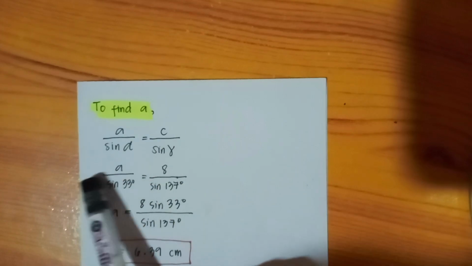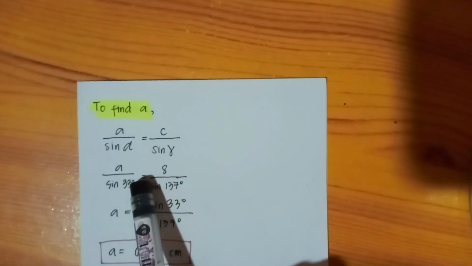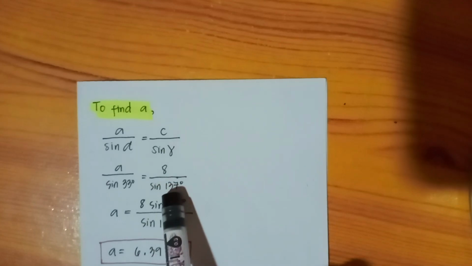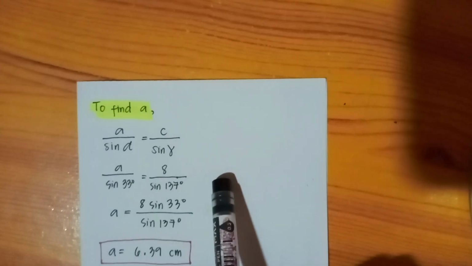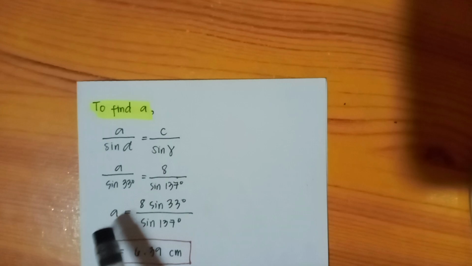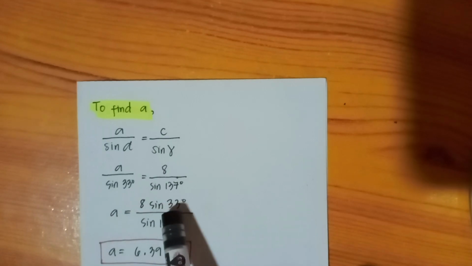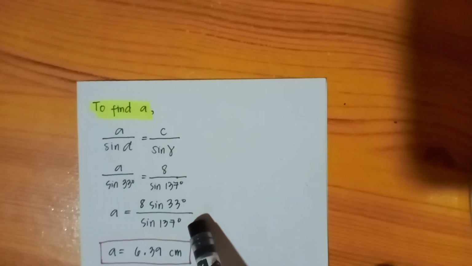So we have A over sine alpha equals C over sine gamma. So copy the A over sine 33 degrees equals 8 over sine 137 degrees. Cross multiply and it will look like this. A equals 8 sine 33 degrees over sine 137 degrees. Let's solve this by using the scientific calculator, and the result is A equals 6.39 centimeters.